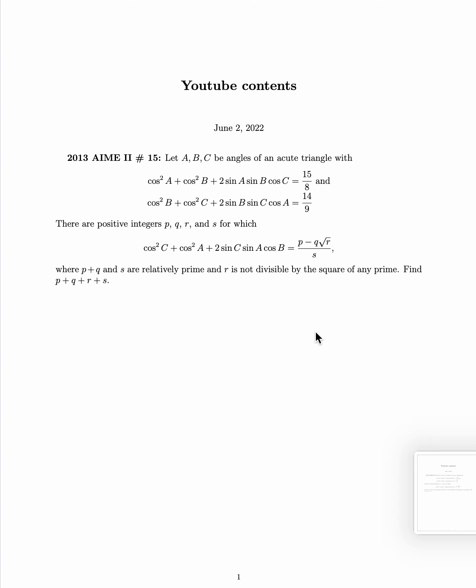So the first thing we want to do is try to look at the structure over here. We have cosine square A plus cosine square B plus 2 times sine A sine B cosine C equal to 15/8. How does that remind us of something?